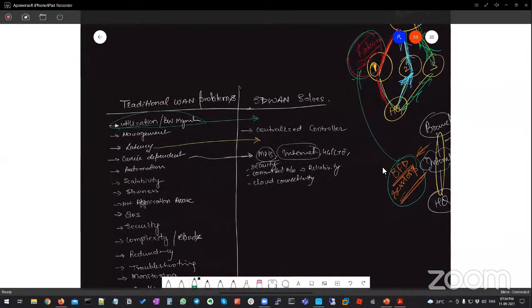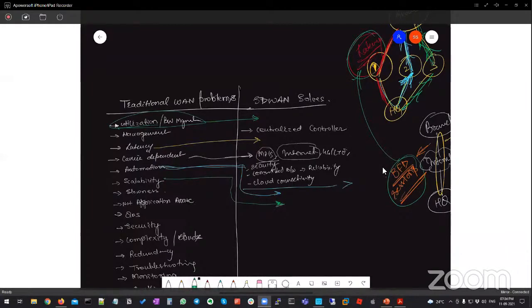Okay, related to automation. Guys, every SDN solution provides you automation capability. You can do complete automation over programming interfaces: Python, JSON, XML, REST API, all that stuff. Related to scalability, this is one of the most important factors of taking an SD-WAN solution.